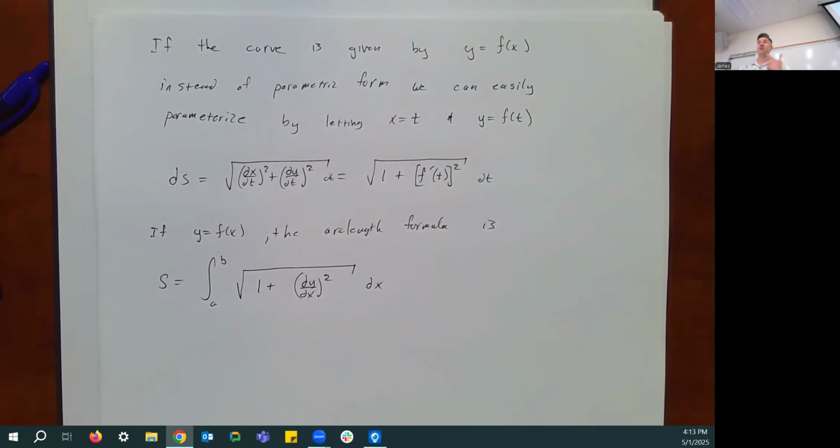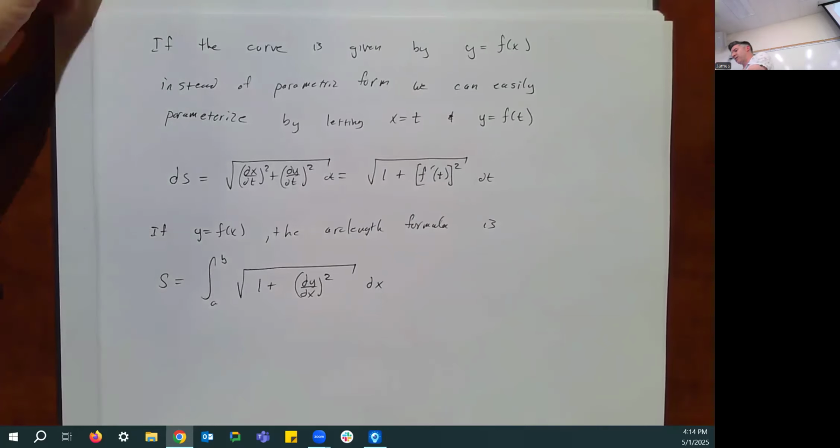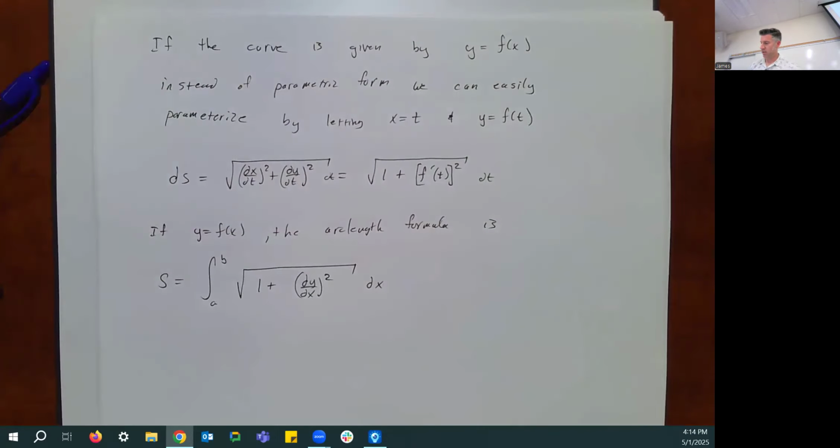And then if x is a function of y, you can do it the other way. So if x is a function of y, it'd be the square root of 1 plus dx dy squared. So there's like 3 different versions of the arc length formula, which is kind of annoying, but it's totally fine. So let's look at an example, because yeah, there's all these formulas, but we need an example.